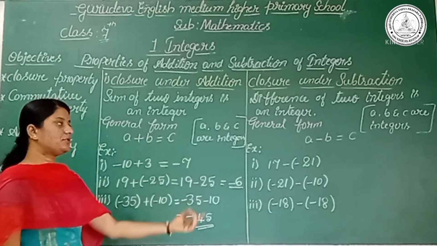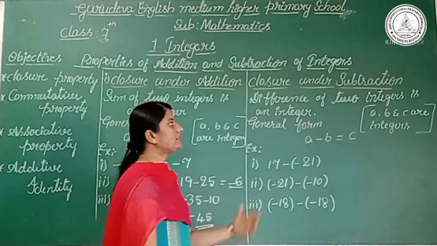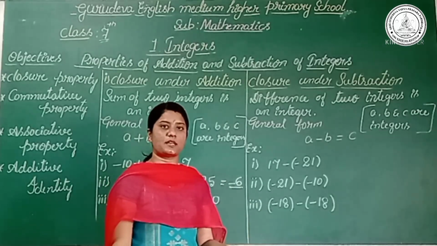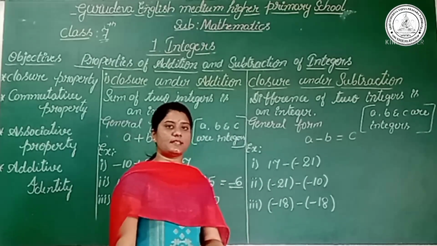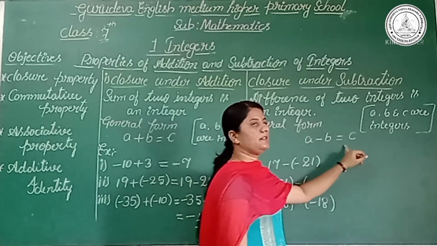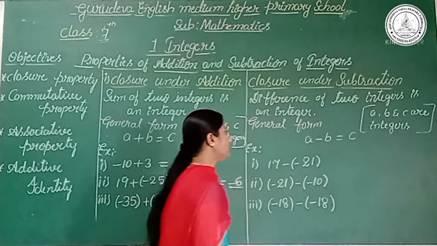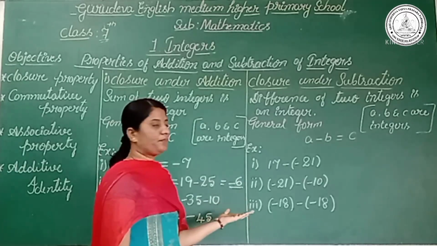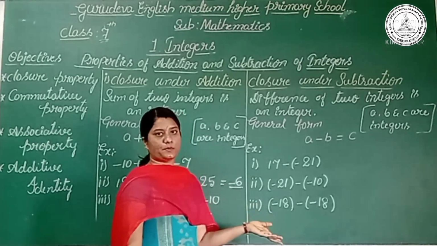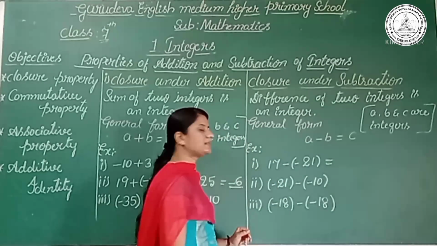At the same time, we have to check whether integers are closed under subtraction or not. Closure under subtraction means the difference of two integers is also an integer. The general form is A minus B is equal to C, where A, B and C are integers. Then let's check. Here are the examples to see whether integers are closed under subtraction or not. The first one is 17 minus of minus 21.